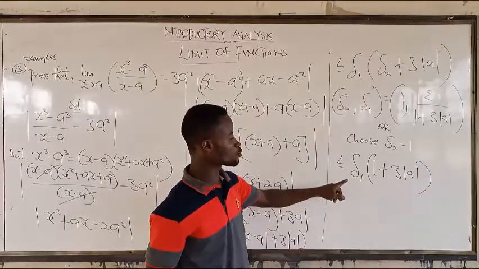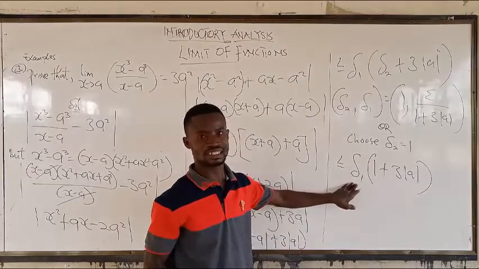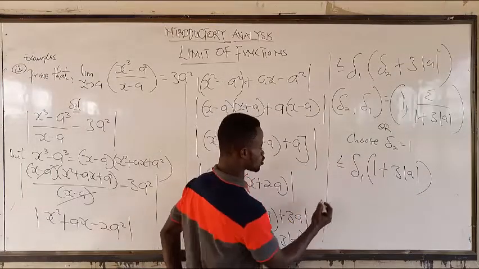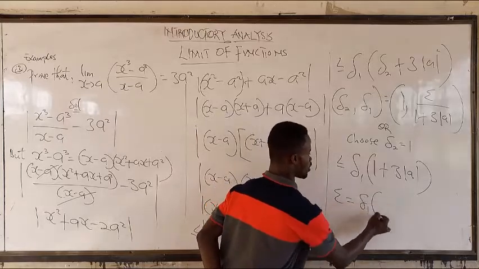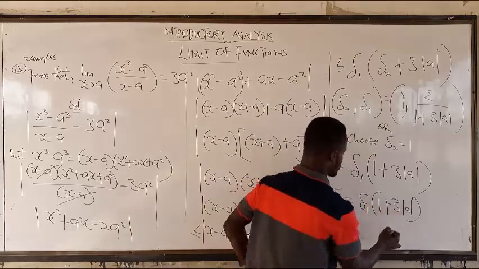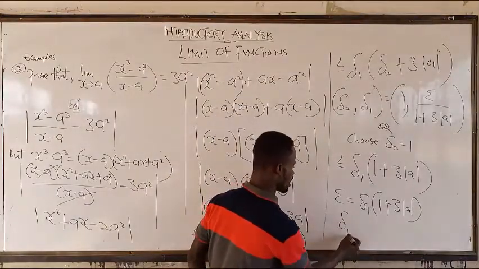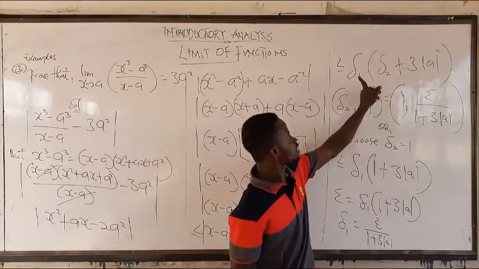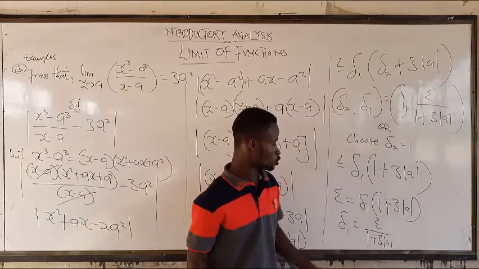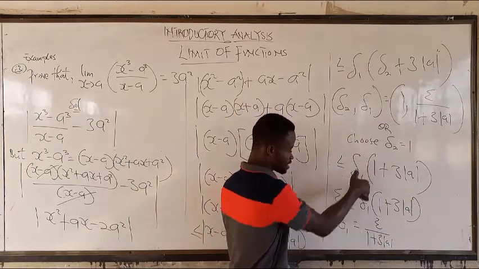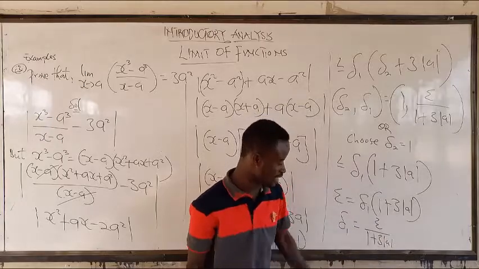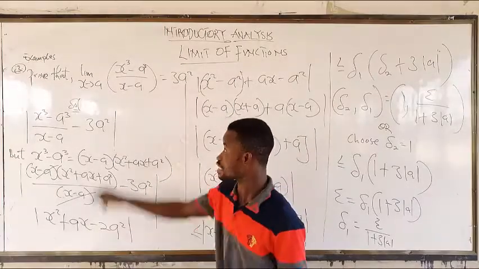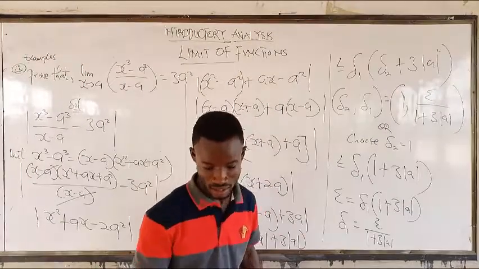Now we are left to choose delta 1. But we have to choose delta 1 in such a way that it can come and clear off this. So that means that epsilon is equal to delta 1 times this. To make delta 1 the subject, delta 1 will be equal to epsilon over 1 plus 3a. That is why delta 1 is represented here as this. So when we replace delta 1 by this, the denominator here is going to cancel out this and it will be left with epsilon. Therefore, the question is proved. Hope you can see that. Very technical.